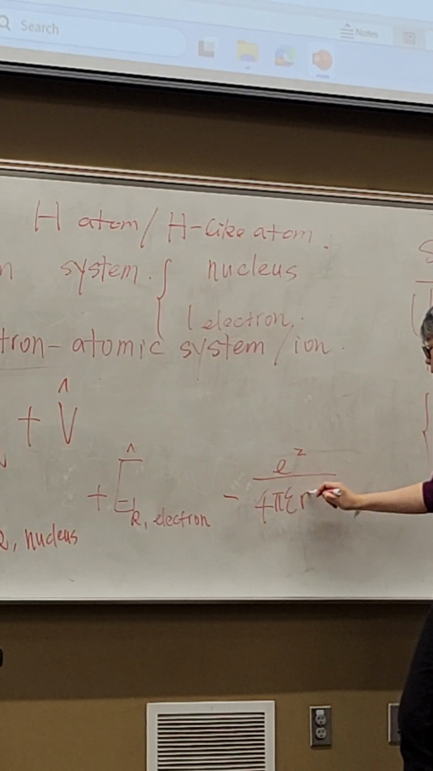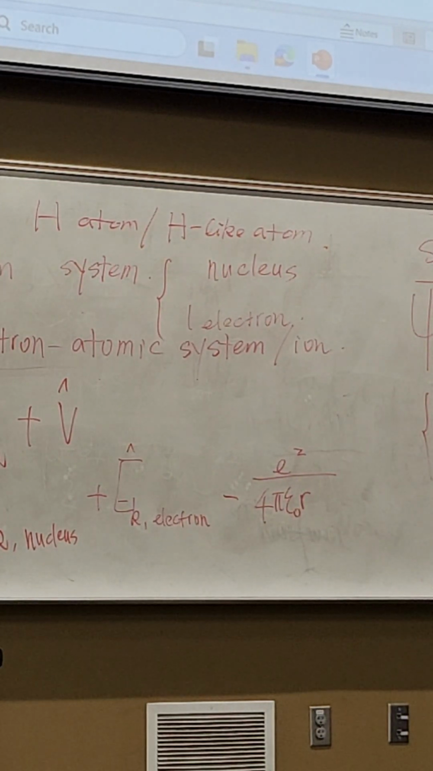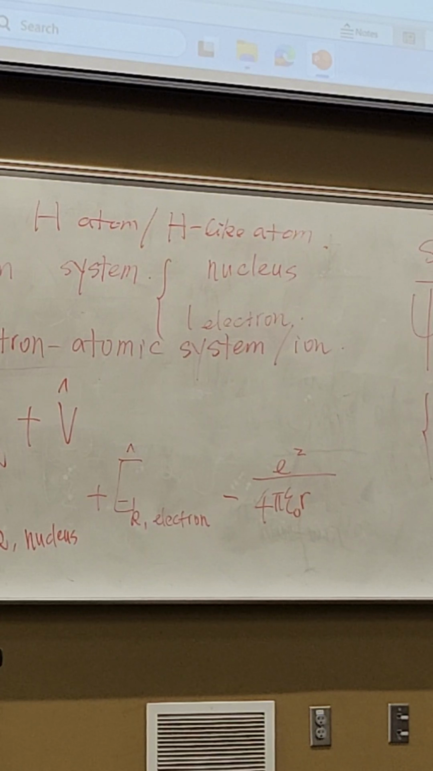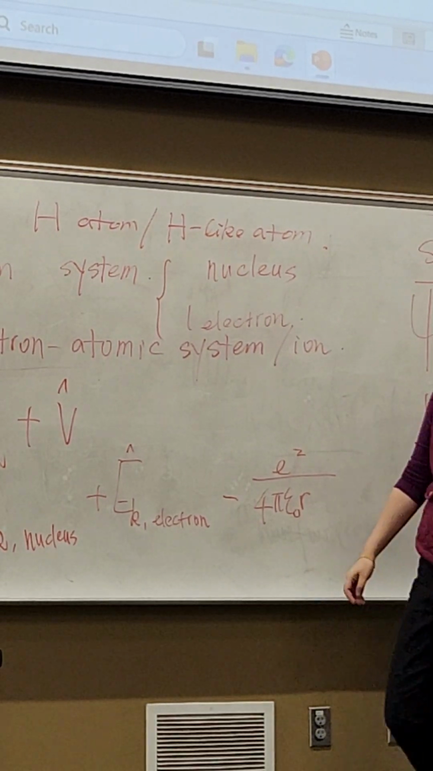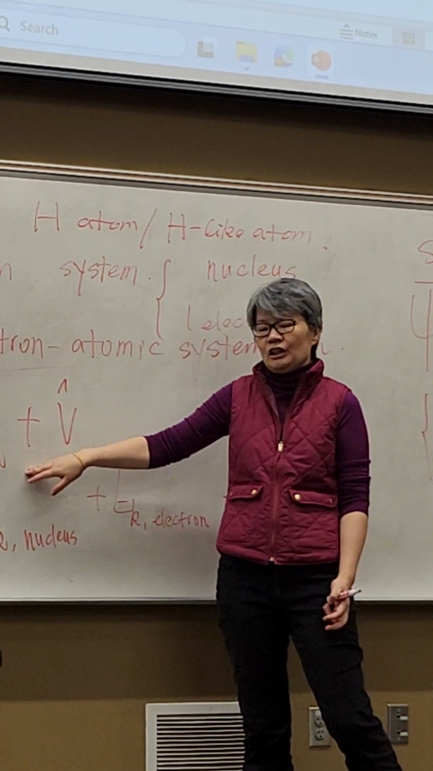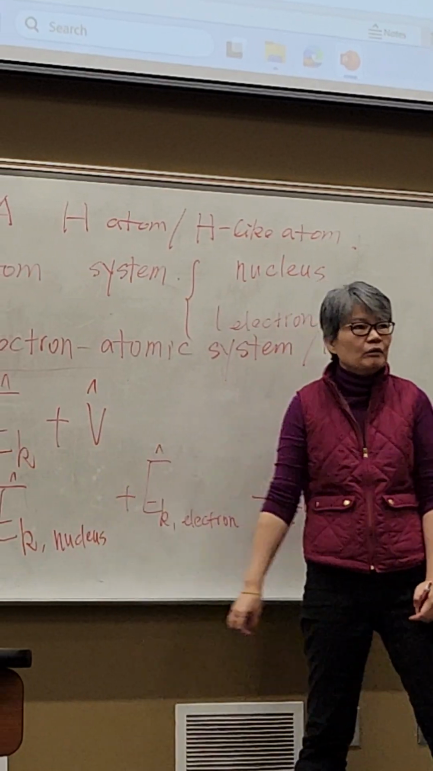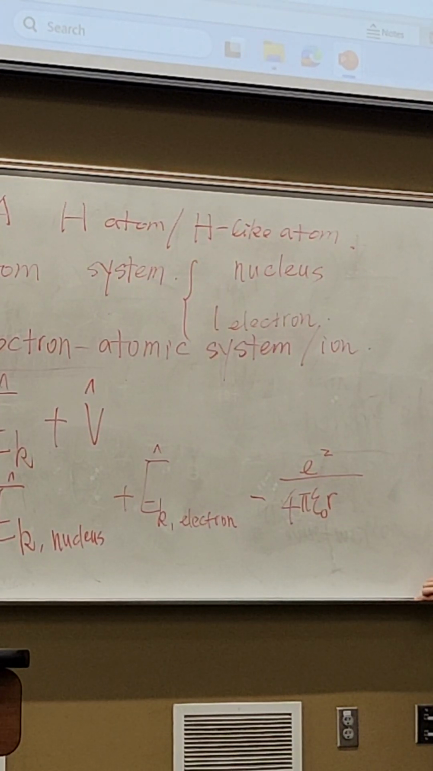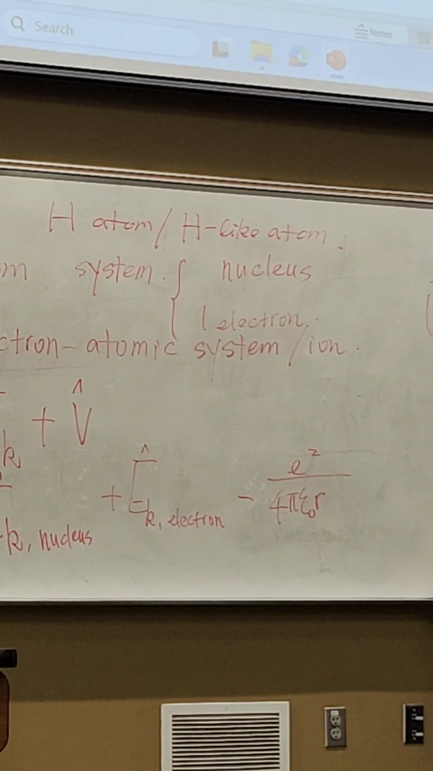Now we can complete this equation. The 1 electron hydrogen atom Hamiltonian operator will consist of kinetic energy plus the potential energy. In the system, we have 2 particles, so therefore the kinetic energy will have 2 components. One referred to the nucleus, one referred to the electron, and then in this particular system, it's in a Coulomb potential, so we have this 1 potential energy term. So therefore, that is your Hamiltonian operator.